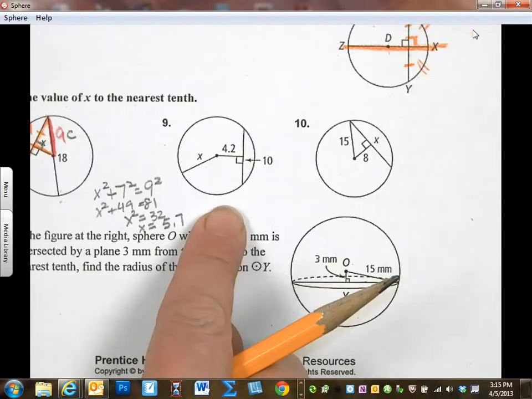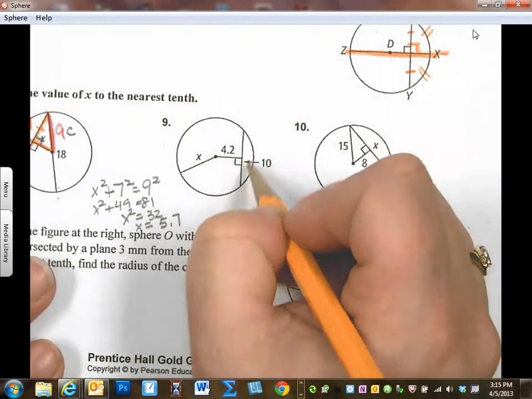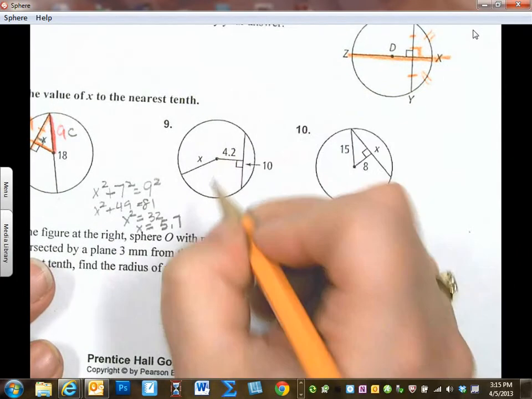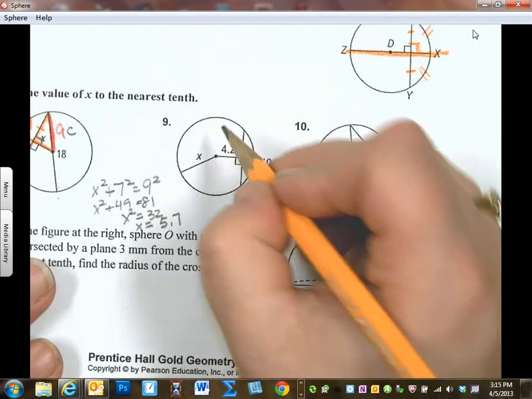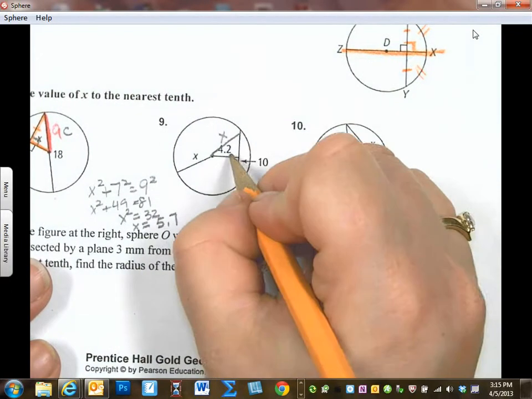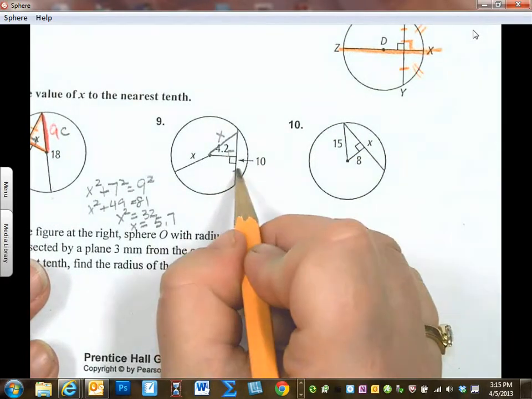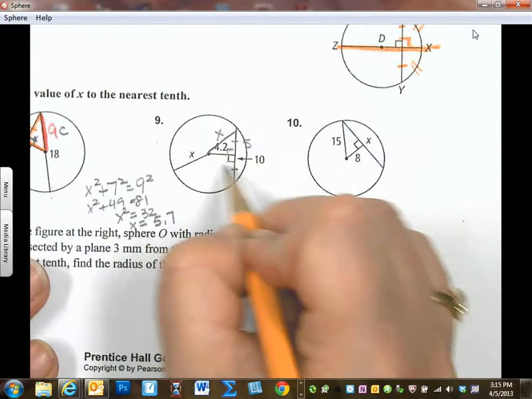You're going to do the same thing over here. This whole line is 10. Don't forget, this is just a radius. Anywhere I draw that around here is going to be a radius. So I can draw it here as well. I know that's the same distance. Now I've got a right triangle. This has been bisected. I know that because of the perpendicular. So this is 5. Right there is your problem.